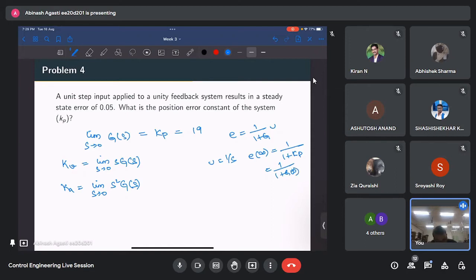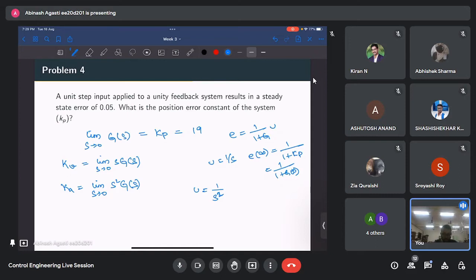But if I gave a ramp input 1 by s square, then basically what I am telling the system to do is I want it to track a fixed velocity. So when it tracks a constant velocity, its position will track a ramp. Okay, so that is the idea, the notion behind the nomenclature of these error constants.